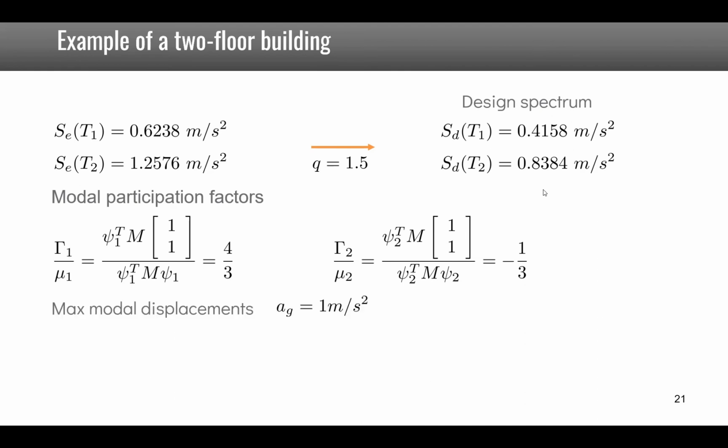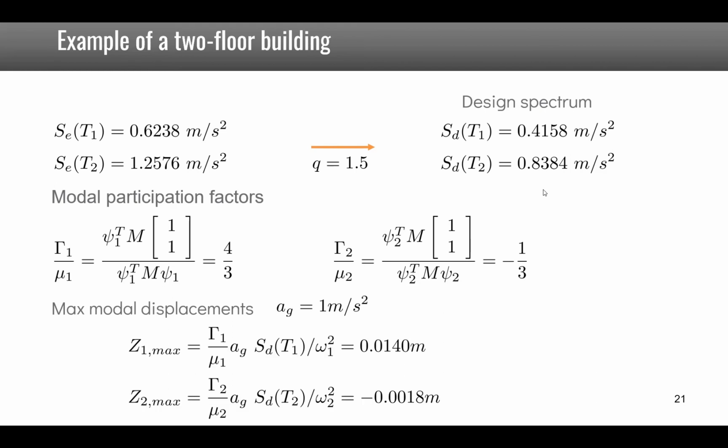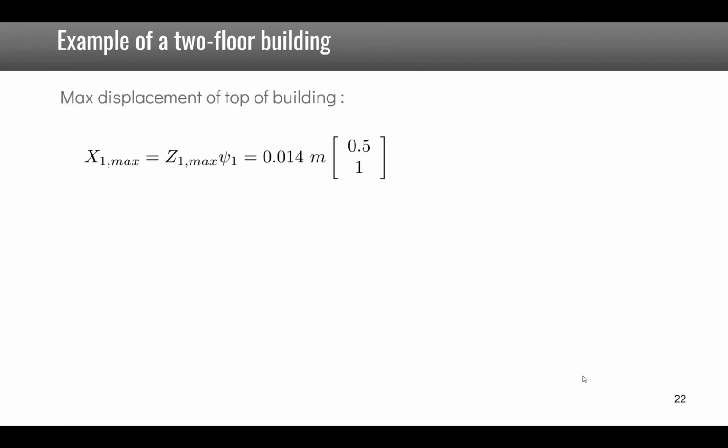Now to get the maximum modal displacement, considering an acceleration of the ground of 1 meter per second squared, we have to multiply SD at T1 by AG, the acceleration of the ground, and the amplification factor, and divide by omega 1 squared to go from accelerations to displacements. We do the same for the second mode, but be careful because these are only modal amplitudes. To have the displacement at the top of the building, we need to multiply the maximum value for mode 1 by mode shape 1, and the maximum value for mode 2 by mode shape 2.